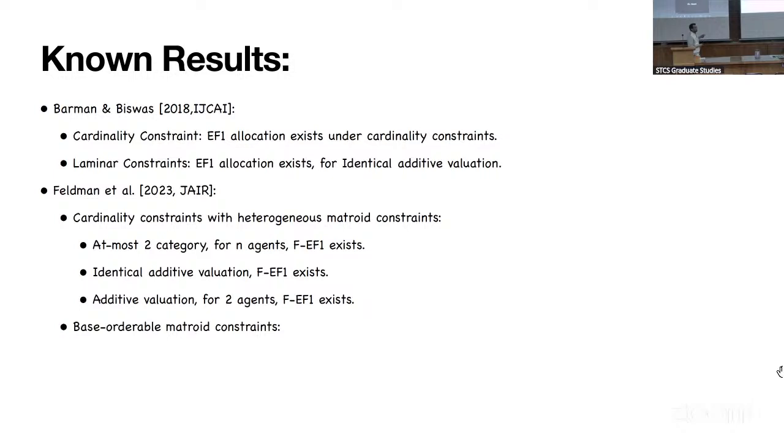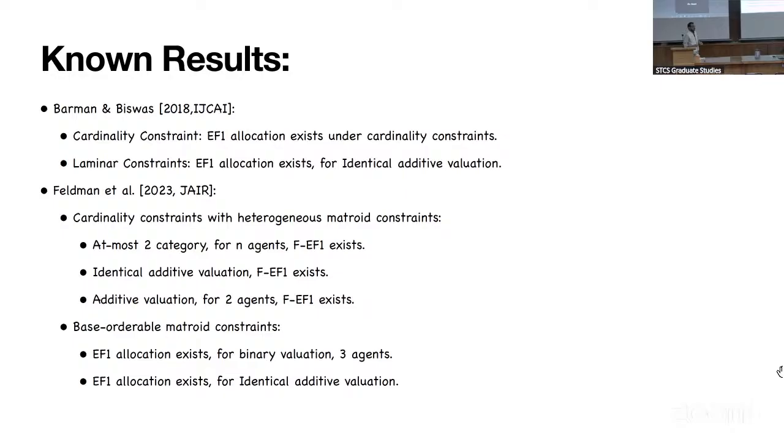Similarly, here they also have results on the base orderable Matroid. Basically, the base orderable Matroid is a set of Matroids. Under that, the Laminar Matroid and the partition Matroid, or the cardinality constraints, are also under the base orderable Matroid. So any result that is true for the base orderable Matroid is also true for the Laminar Matroid. And in this set of results, they prove that if the valuation is binary, then we have an EF1 allocation for the three agents.